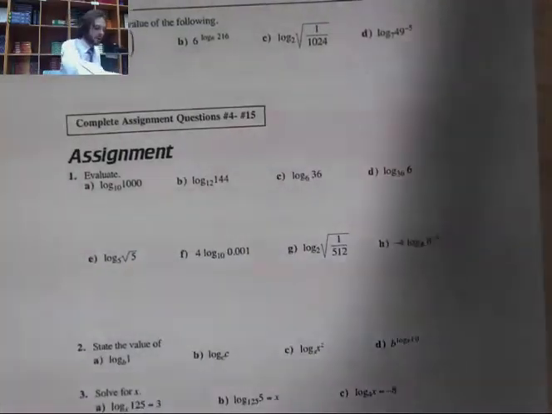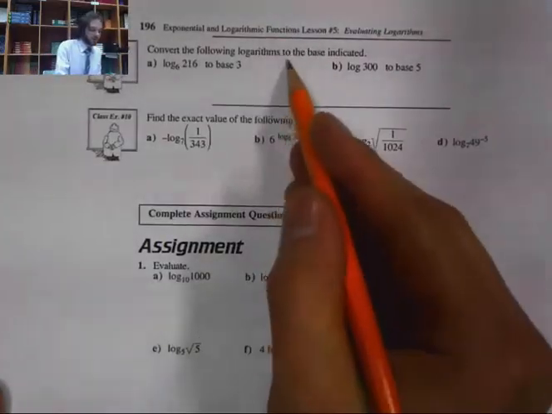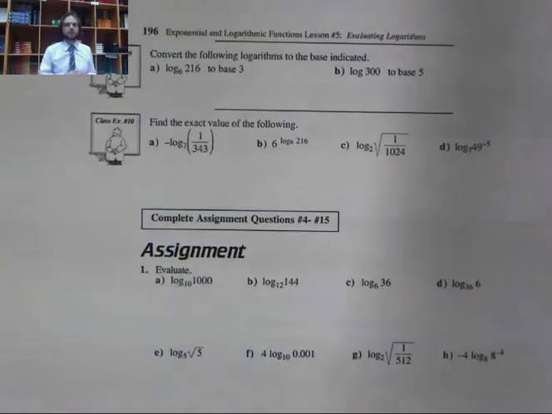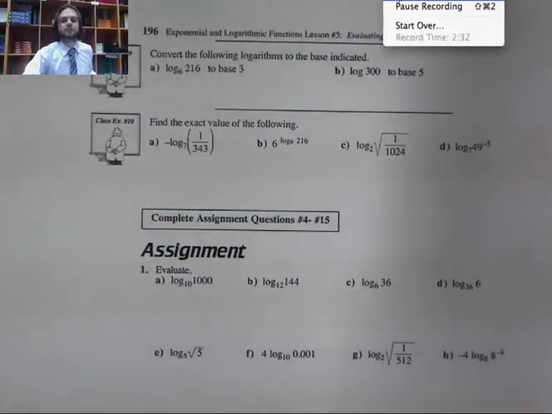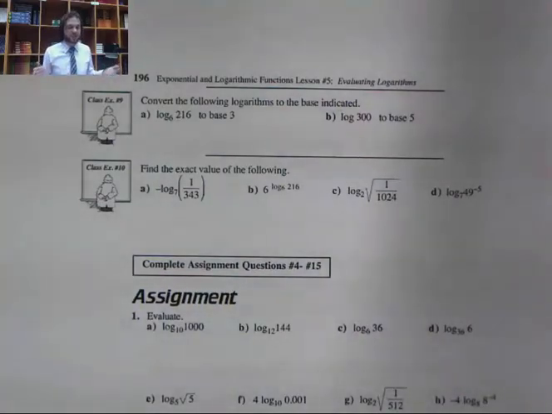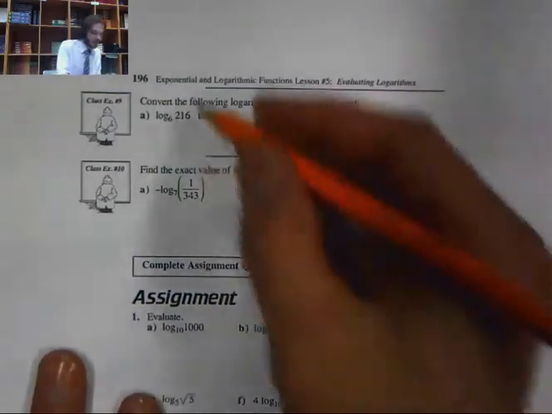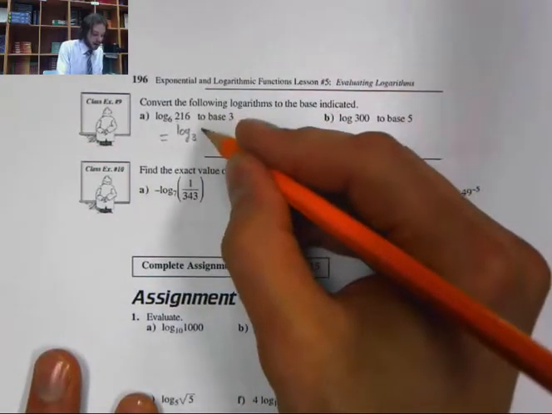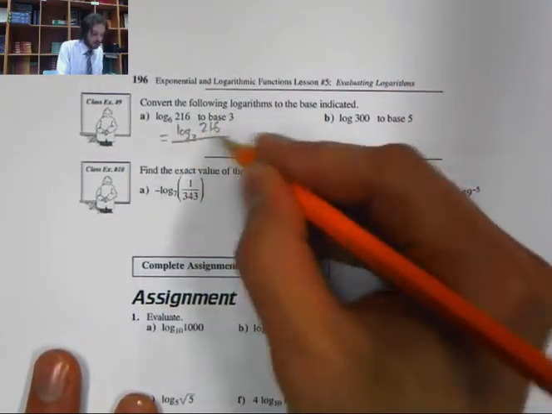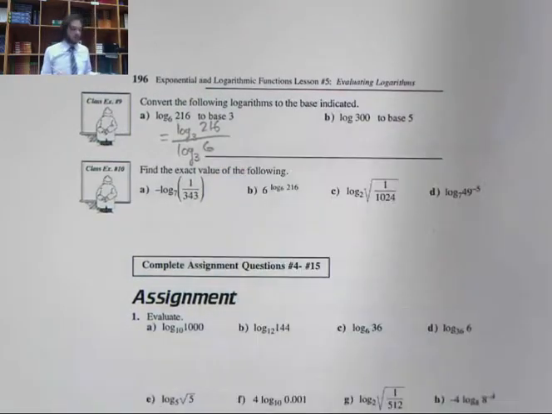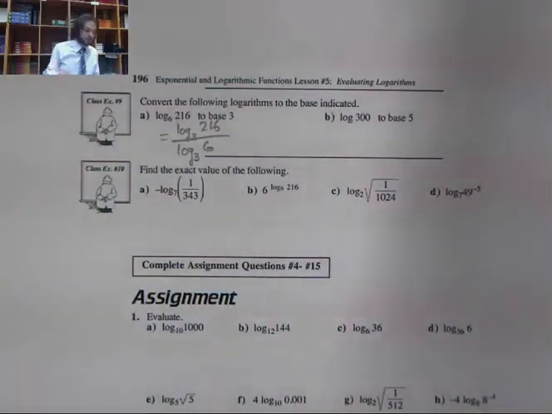Okay, so here we want to convert the following logarithms to the base indicated. So this here to base 3. Well, before we were converting to base 10, so essentially that's the same thing as converting to base 3. So that's going to be log base 3 of 216 all over log base 3 of 6. Just change it to base 3. That's it. It'll essentially give us the same answer, but it's in base 3.